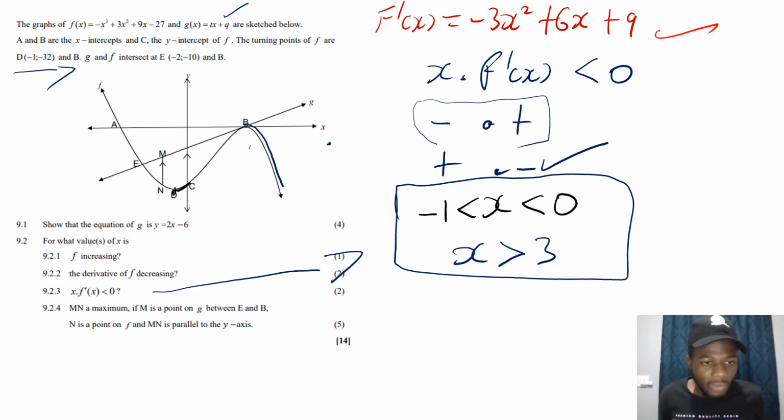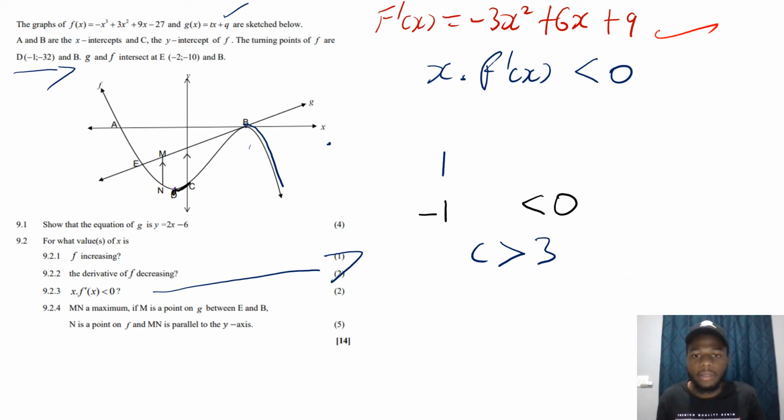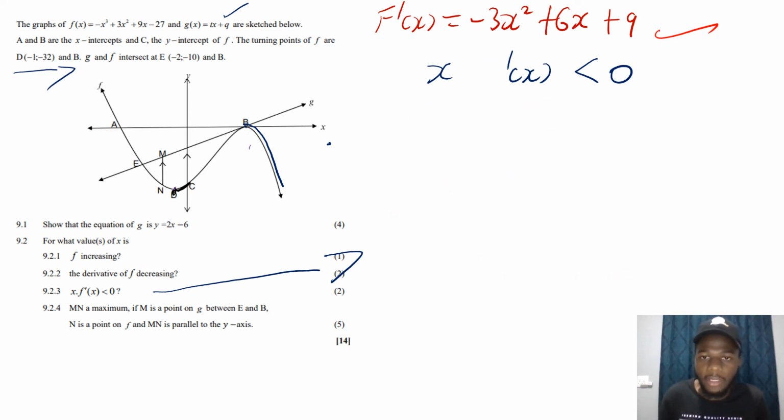For what values of x is MN a maximum if M is a point on G between E and B, and N is a point on F, and MN is parallel to the y-axis? All right, okay, let me erase this. Okay, let's solve this question.